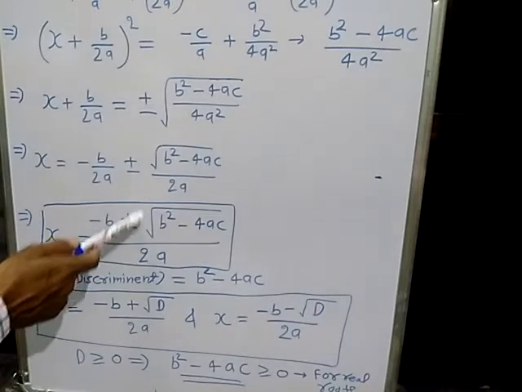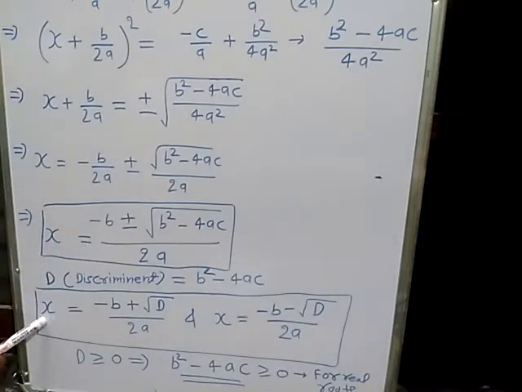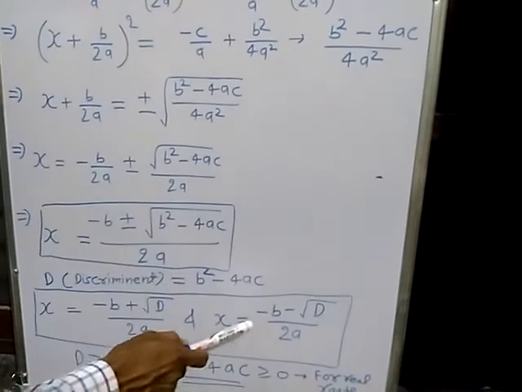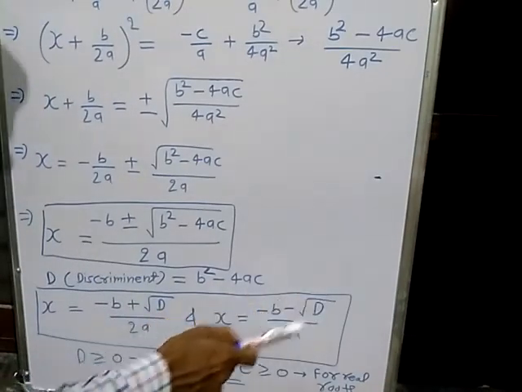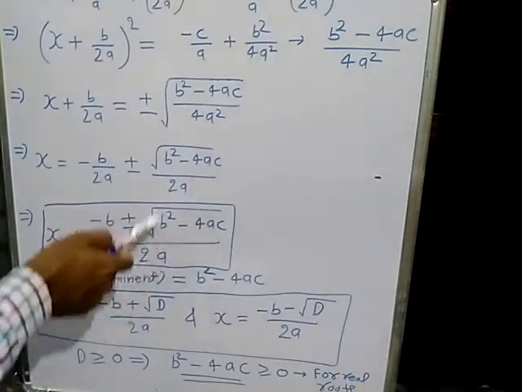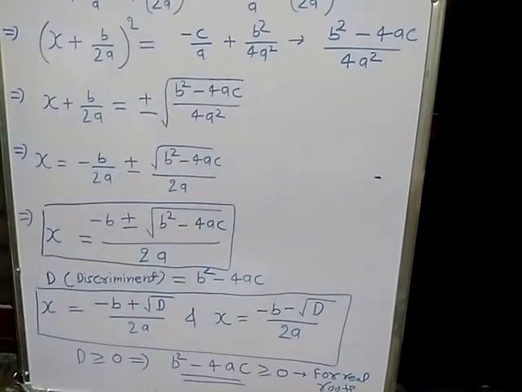And see here, plus and minus. So I have taken plus: x is equal to minus b plus root D upon 2a, and second x is equal to minus b minus root D upon 2a. But already you know that इन द स्क्वायर रूट, जो भी वैल्यू स्क्वायर रूट में हो, दैट मस्ट बी पॉजिटिव फॉर real values.